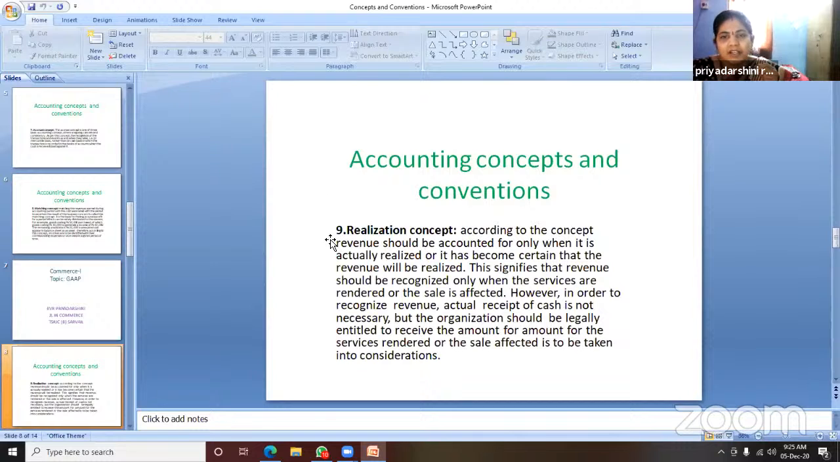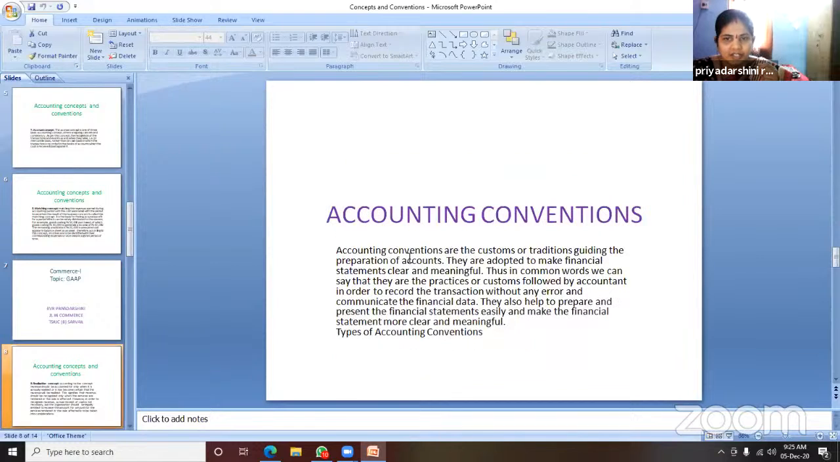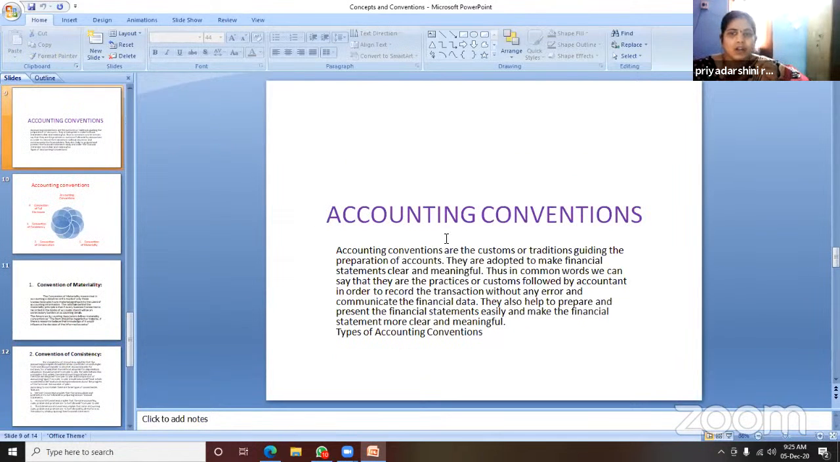So we have discussed 9 concepts. Coming to the accounting conventions. Accounting conventions are the customs or traditions guiding the preparation of accounts. They are adopted to make financial statements clear and meaningful. Thus, in common words, we can say that they are the practices or customs followed by accountants. So conventions are considered as customs and traditions, which are day-old practices.